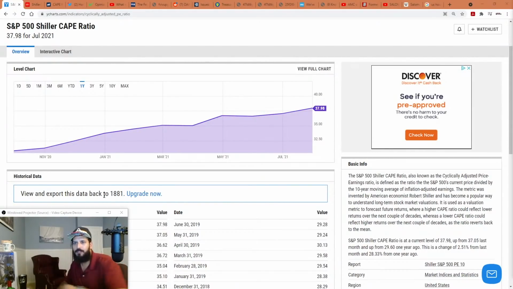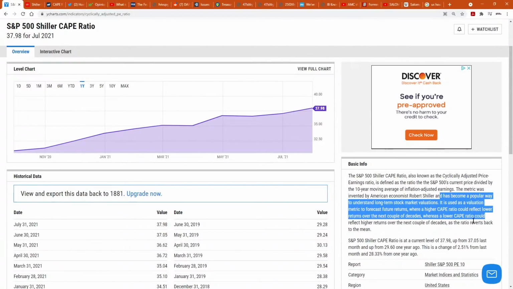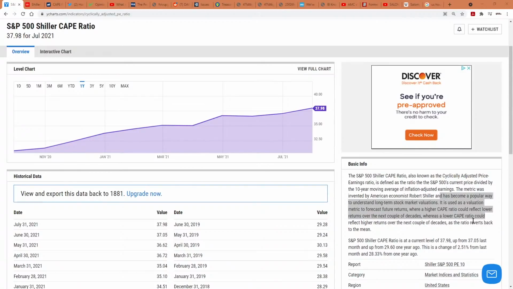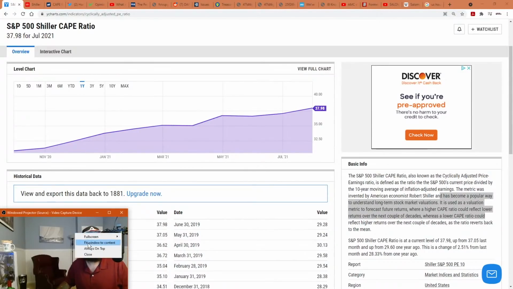If you guys aren't familiar with the S&P 500 Shiller PE Ratio, it's known as the cyclically adjusted price to earnings ratio. It's defined as the S&P 500's current price divided by the 10-year moving average with inflation adjusted earnings. That's what makes the PE ratio very important, in my opinion. It's got a lot of flaws, but at the same time, it's got a lot of good things going for it. It's used as a valuation metric to forecast future returns, where a higher PE ratio could reflect lower returns over the next couple of decades. Pretty easy stuff, right? It's nothing too major.